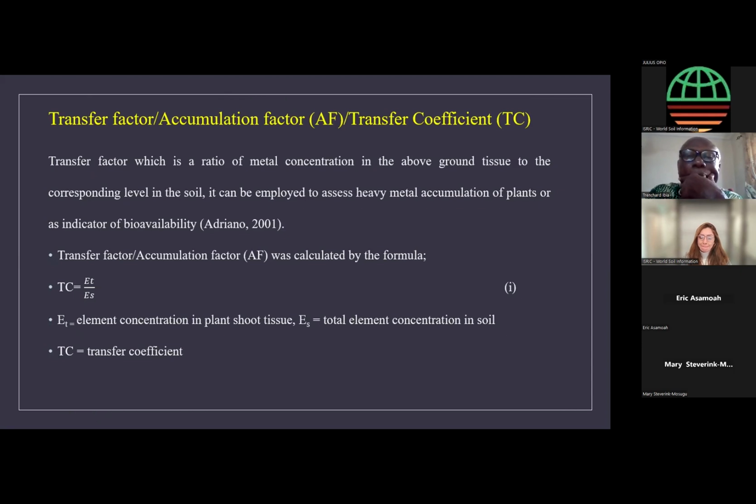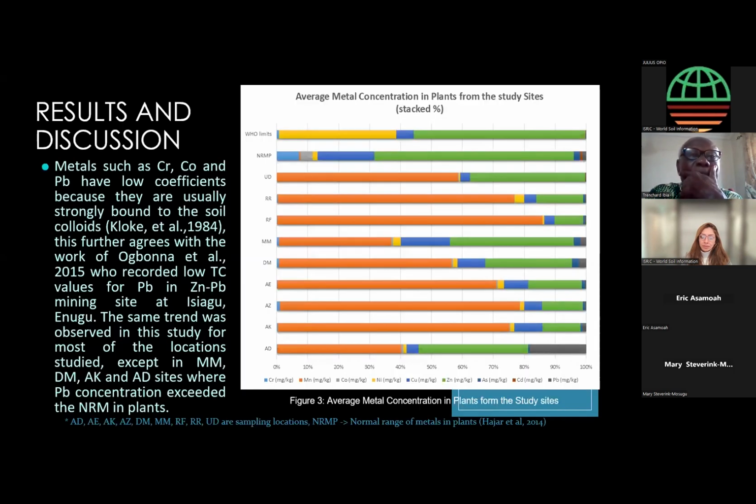So this was what I used to arrive at the transfer coefficient, which also is the bioaccumulation factor. This figure is showing us a stacked representation in percentage of the average concentration of different metals in the different sites. So 9 sites were considered for the study, and this is a representation of the average concentration of metals in them.